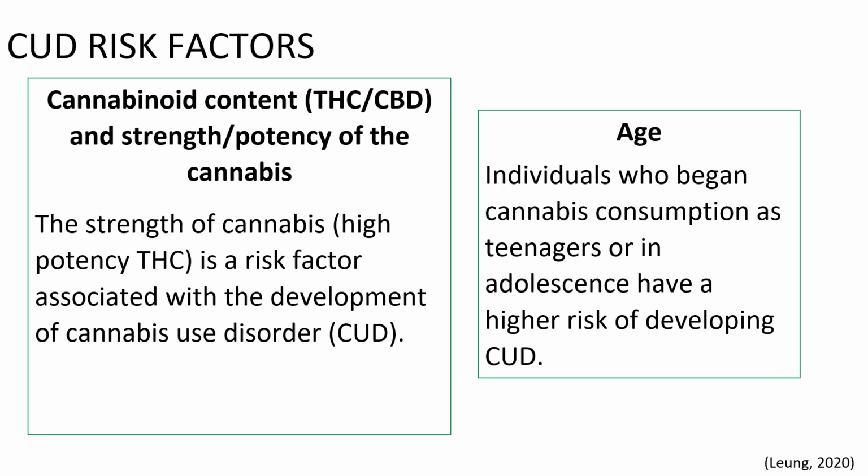Two risk factors of cannabis use disorder that are important are age and cannabinoid content, the strength and potency of the cannabis. So the strength of cannabis, high potency THC, is a risk factor associated with the development of CUD. And individuals who begin cannabis consumption as teenagers or in adolescence have a higher risk of developing CUD.